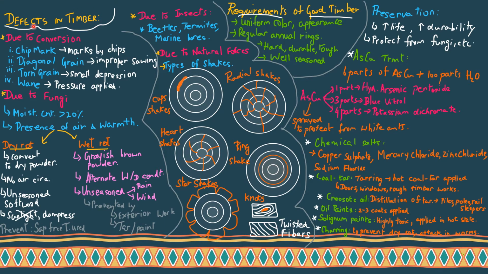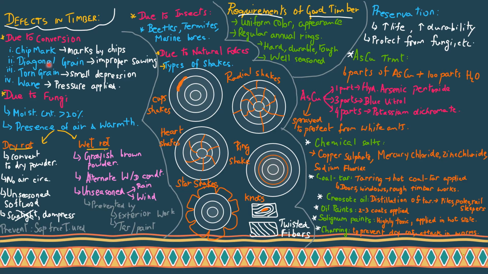Next is defects in timber. So there are different types of defects. Those defects are due to conversion, or due to fungi attack, due to insects or natural forces. So there are different classifications of defects. The first defect we'll be seeing is due to conversion. The first one is chip mark. It's nothing but the marks made by chips. When you chip a wood, some chip marks will be visible.